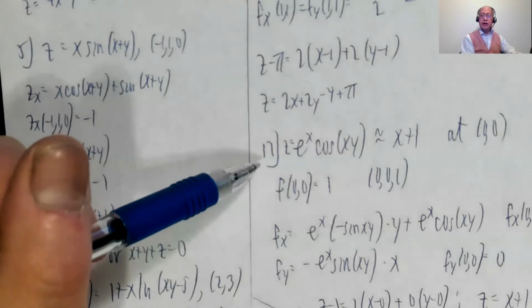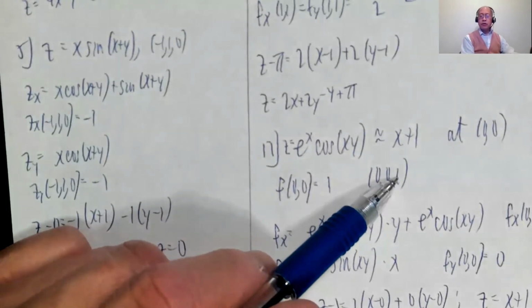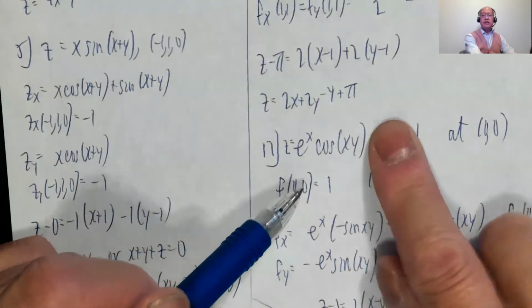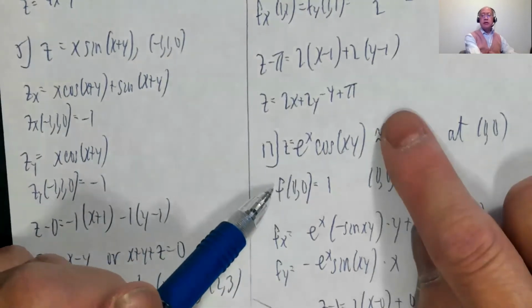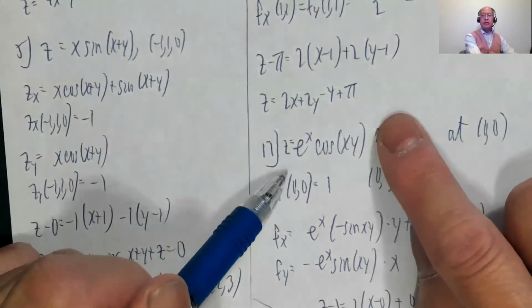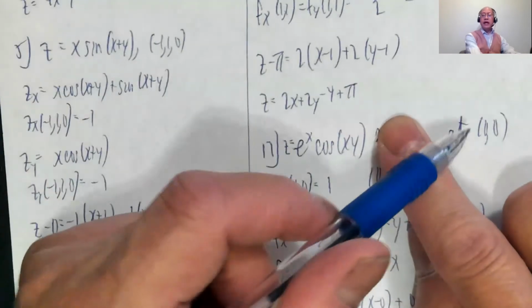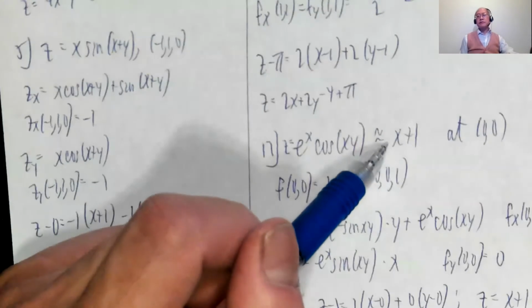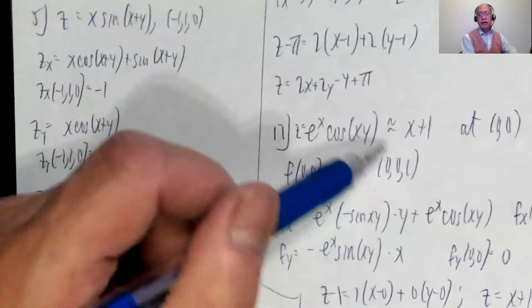17 is kind of a show and tell. This is the back of the book if you're worried about that kind of problem. It's almost as if to say, find the linearization or find the tangent plane linear approximation to z equals e to the x cosine xy at (0, 0). And that's the back of the book, right? So you don't have to look on the back of the book, they give it to you.